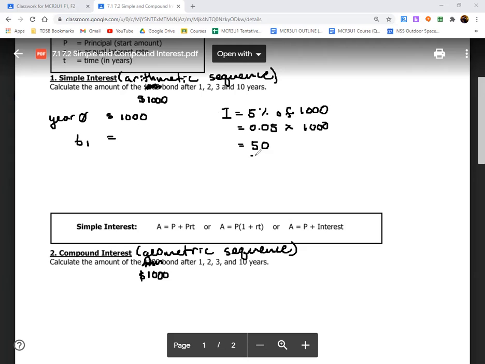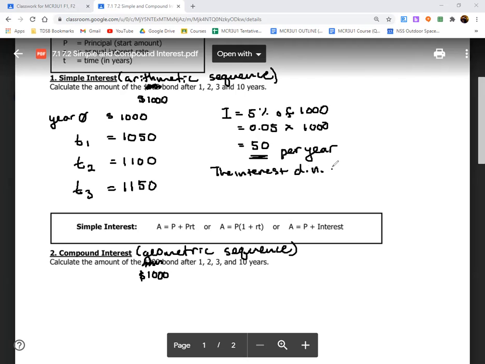Let's continue. So if this is going to be my interest per year, T1 would be what? 1,050. Year 2 would be another 50. So it would be 1,100. Term number 3. So in 3 years, it will be 1,150. This is simple interest. In other words, the interest does not change. It is always based on the original, and here's a finance word, the original principal.